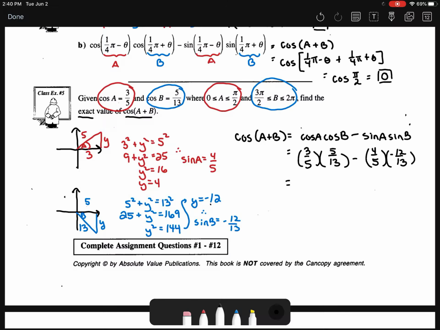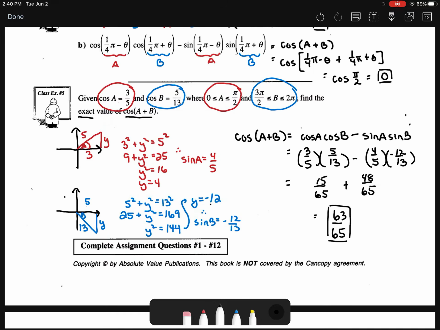So what you're going to get in this case is 5 times 3, which is 15, and 13 times 5 is 65, so 15 over 65. Now I'm going to put plus because I'm subtracting a negative value, negative 12 times 4, right? So that's going to be 48 over 65. And that gives me a value of 63 over 65, which is an exact value, and I cannot reduce that at all, so there is my final answer. So that's the value of cos A plus B.